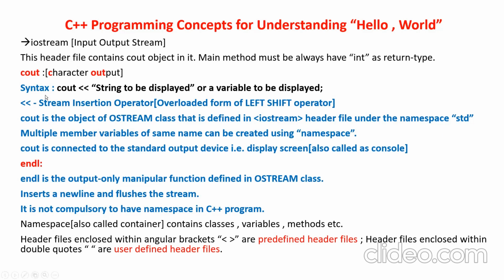For now, just understand the syntax of cout. Cout, double less than, string to be displayed or a variable to be displayed. This double less than is called the stream insertion operator. It is nothing but the overloaded form of the left shift operator.